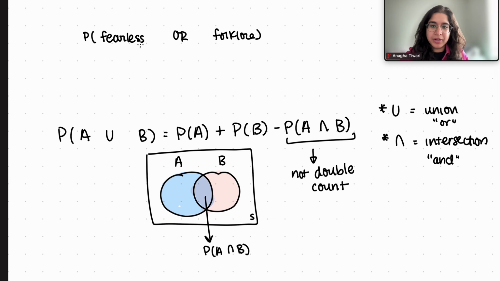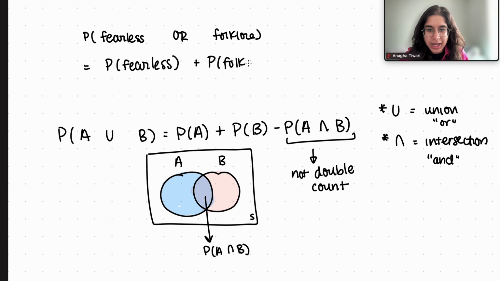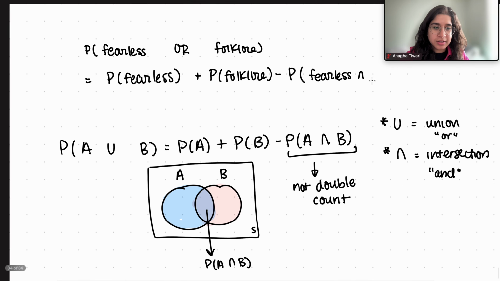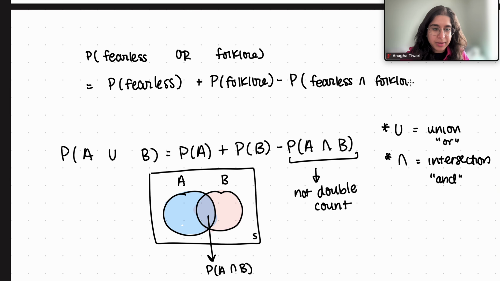So if we want to find the probability of Fearless or Folklore, it's actually going to be the probability of choosing a song from the album Fearless plus the probability of choosing a song from the album Folklore minus the probability of choosing a song from both albums, Fearless and Folklore. And in this context, it doesn't make sense for a song to be in two albums. That's why I can reduce this to 0, right? So my final probability is just the probability of choosing a song from the album Fearless plus the probability of choosing a song from the album Folklore, right?